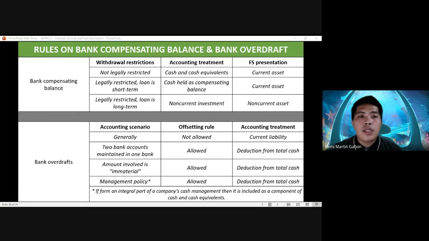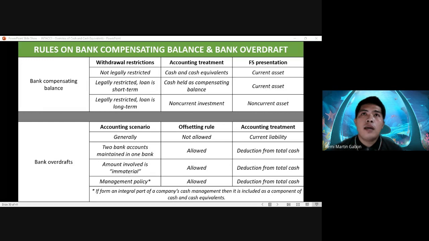Except, two bank accounts are maintained in one bank. Example, we have Unity Bank. I'm not sure if Unity Bank is an existing bank. So for Unity Bank, I have two bank accounts. I have checking account 1, checking account 2. Checking account 1, positive balance. Then checking account 2, overdraft, meaning negative balance.